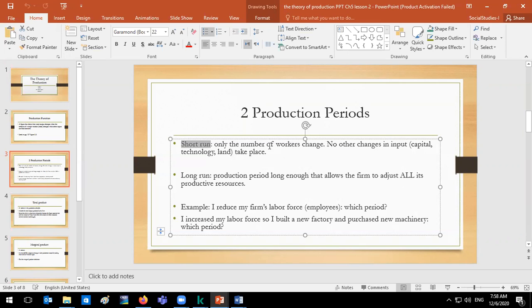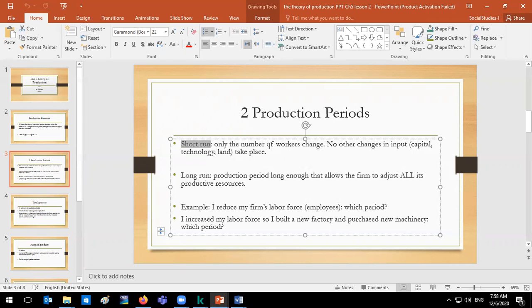Okay. However, if I give you another scenario, I increased my labor force, I employed more people, so I decided to build a new factory. So I purchased new machines and I also purchased a piece of land or new land. Okay, so what did I just acquire? How did my business change? It didn't only change in the number of employees, but it also changed in other factors of input.